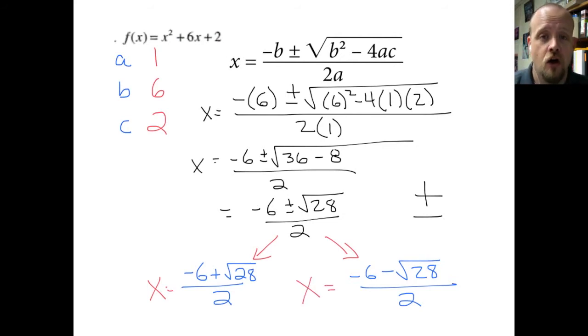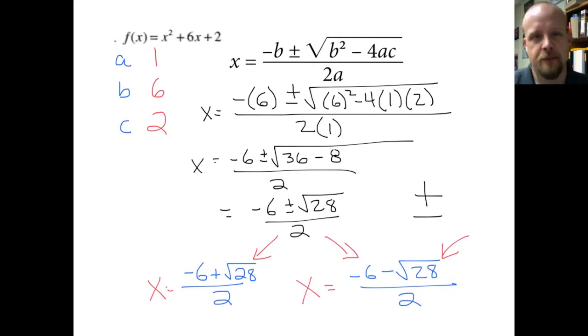Our roots all exist at that point. x equals negative 6 plus the square root of 28 divided by 2. And the other root is at negative 6 minus the square root of 28 divided by 2. Right now, that's going to be our answer, that x equals negative 6 plus or minus the square root of some number, divided by 2 in this case. In the future, we're going to look at different ways to simplify these square roots. But for right now, we're going to leave it, and that'll be acceptable.